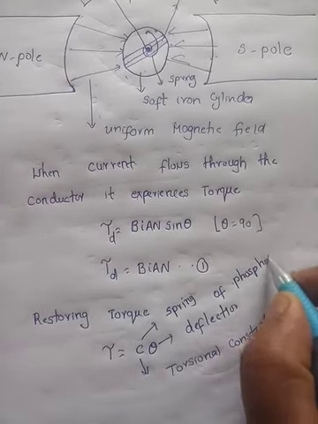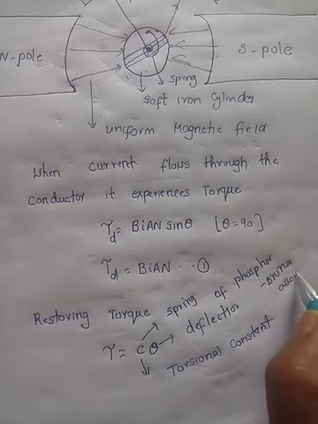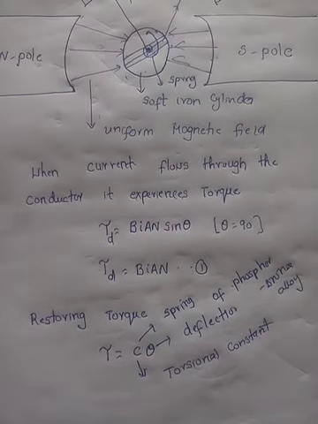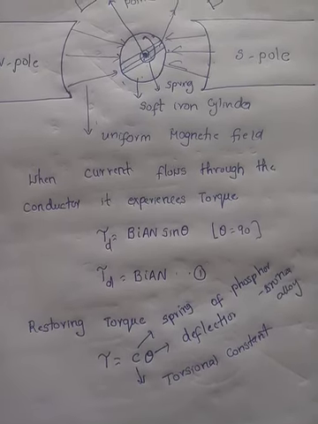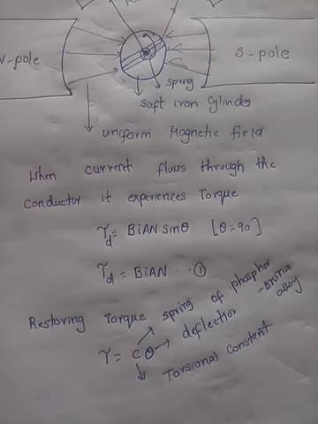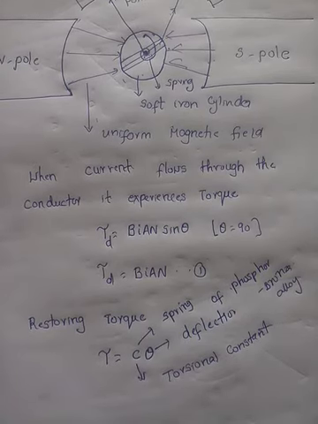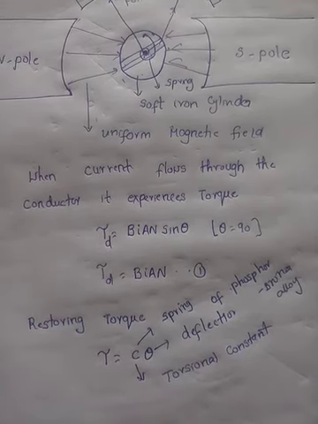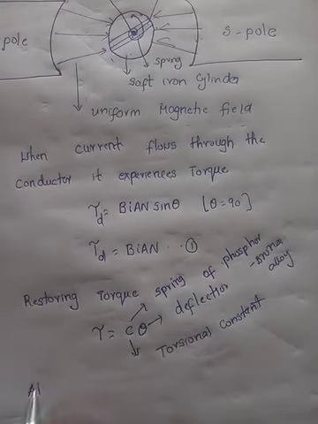phosphor bronze alloy. Its Young's modulus is low, so that a small deflection can be detected and the spring gets twisted easily. If it does not get twisted for a small deflection, we cannot measure very small currents. The main aim here was to measure very small currents that are flowing through the conductor. Okay, so at equilibrium what happens?